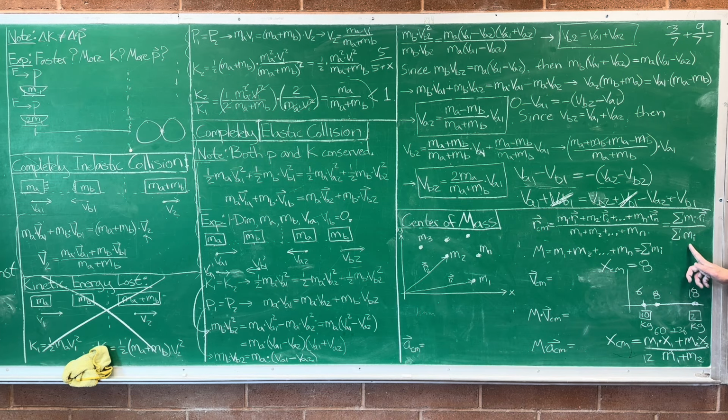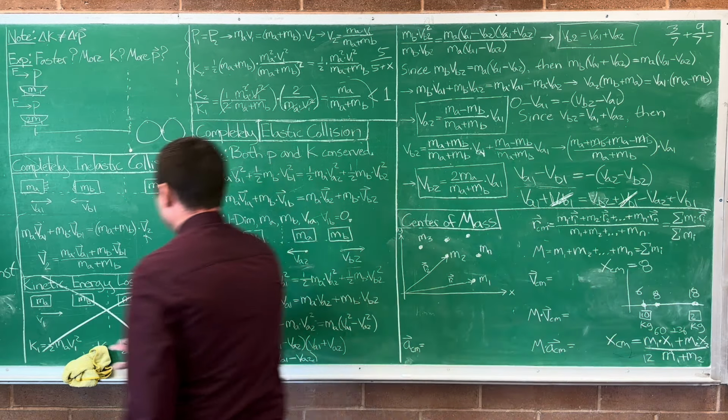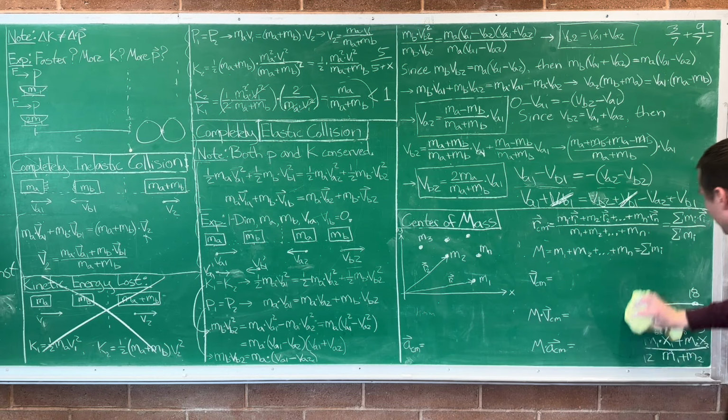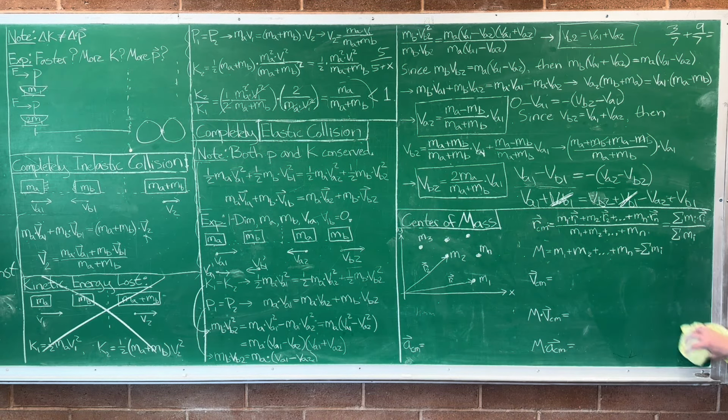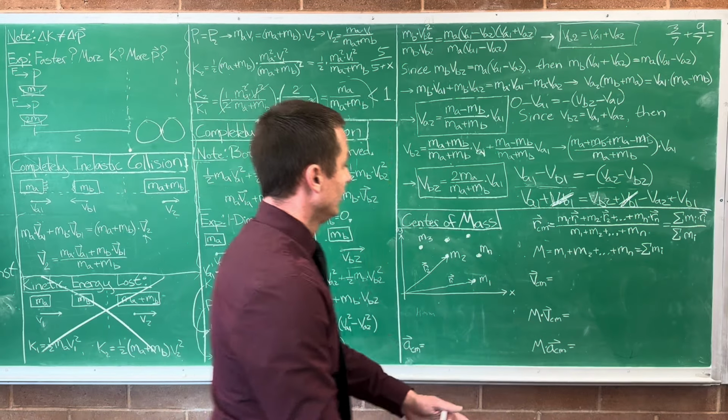Now we sum up the masses in a system so often, that's a regular thing to do. It's typically what we mean by big M. So by big M, we typically mean the sum of all the masses, so it's the total mass of the system. You with me? Okay, so that's the total mass of the system, and that's the position of the center of mass.